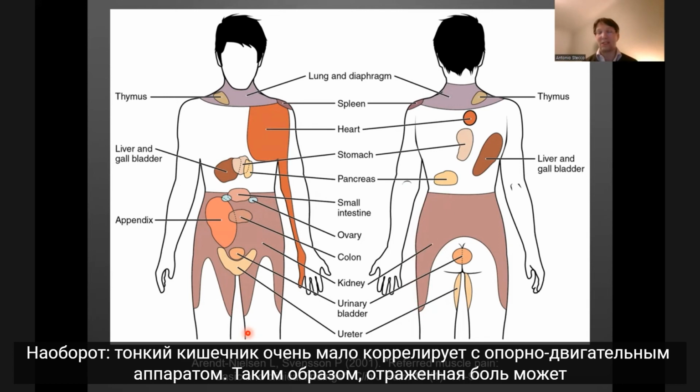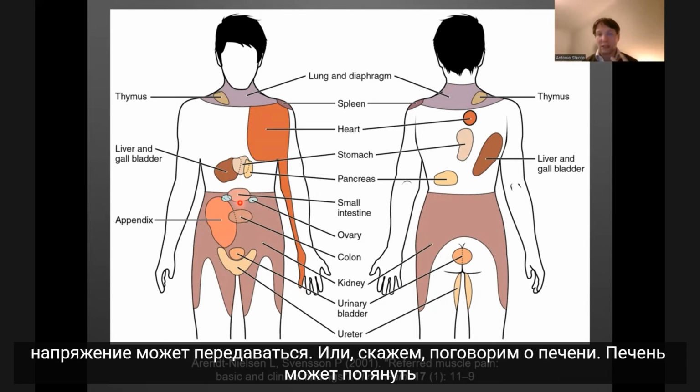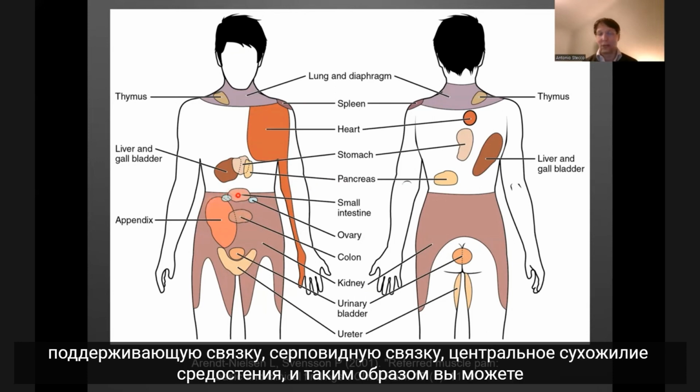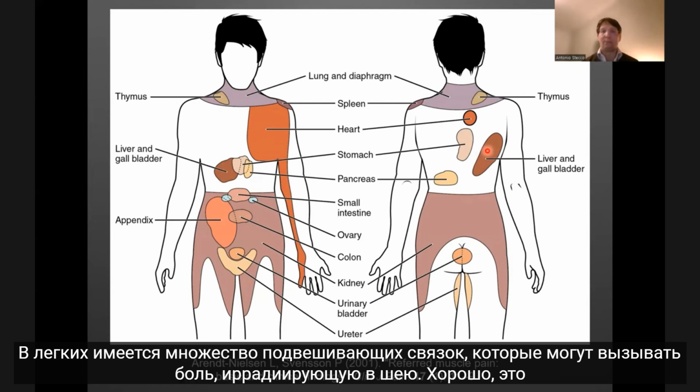On the opposite, the small intestine is very little correlated with the musculoskeletal system. So the referred pain can be very minor, just like at the diaphragm level, where, of course, the duodenum is retroperitoneal and the tension can be transmitted. Or let's talk about the liver. The liver can pull on the suspensory ligament, the falciform ligament, the central tendon, the mediastinum, and so it can generate this kind of spreading pain that can go in the back, where, of course, there's a connection. The lung has a lot of suspensory ligaments that can generate referred pain in the neck, okay?